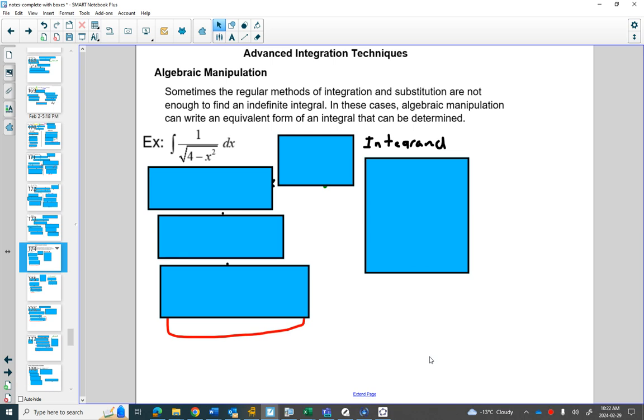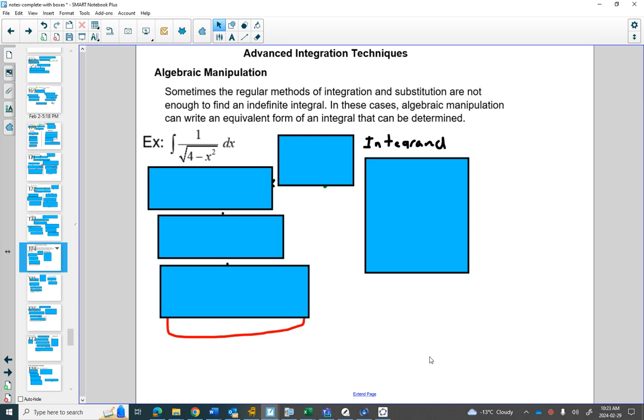Advanced integration techniques often involve an integral that is close to one of your purple sheets, but not perfect. Which one is it closest to? No, I don't think tan inverse, because this one has a square root. Oh, sine inverse, it looks pretty nice, doesn't it? Sine inverse has a 1 minus x squared, and this one has a 4 minus x squared.